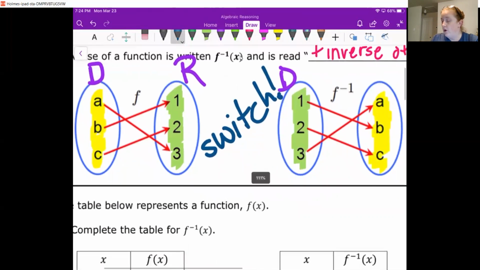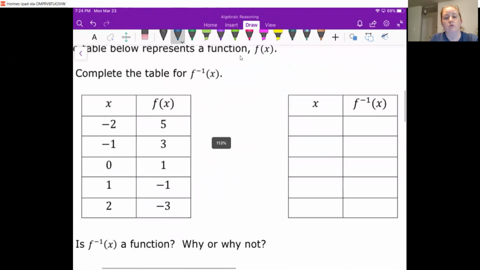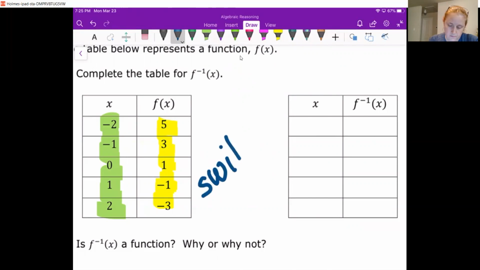Okay, so knowing that, let's try some examples that we have down here below. We have a table to complete. Complete the table for f inverse of x. I'm reading our instructions right here. We have our initial table. We've got our x values listed, so here are our original x's, and we've got our y values, 5, 3, 1, -1, -3. For us to get the inverse, our goal is to switch those. We need to switch them.